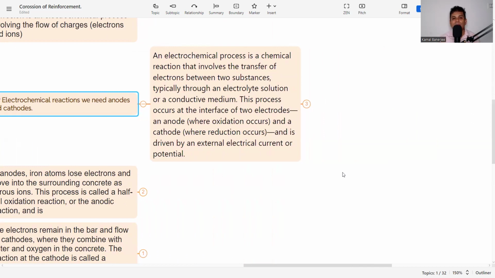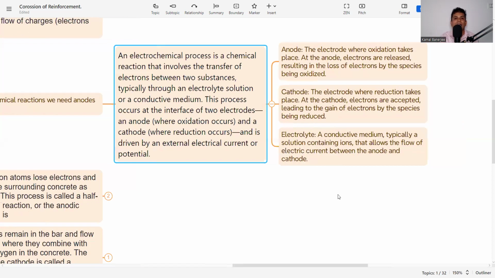An electrochemical process is a chemical reaction that involves the transfer of electrons between two substances, typically through an electrolyte solution or a conductive medium. This process occurs at the interface of two electrodes, that is an anode where oxidation occurs, and a cathode where reduction occurs, and this is driven by an external electrical current or potential. So for the electrochemical reaction, what do we need? Anode, cathode, and a solution or medium.